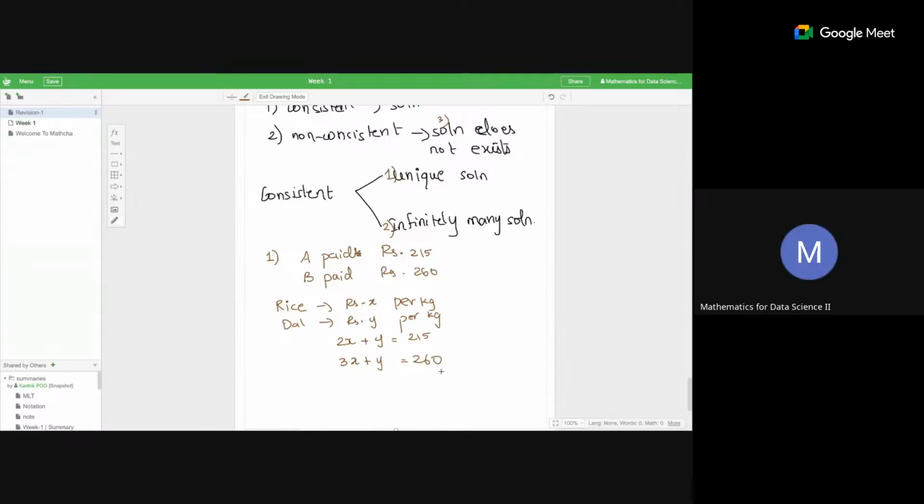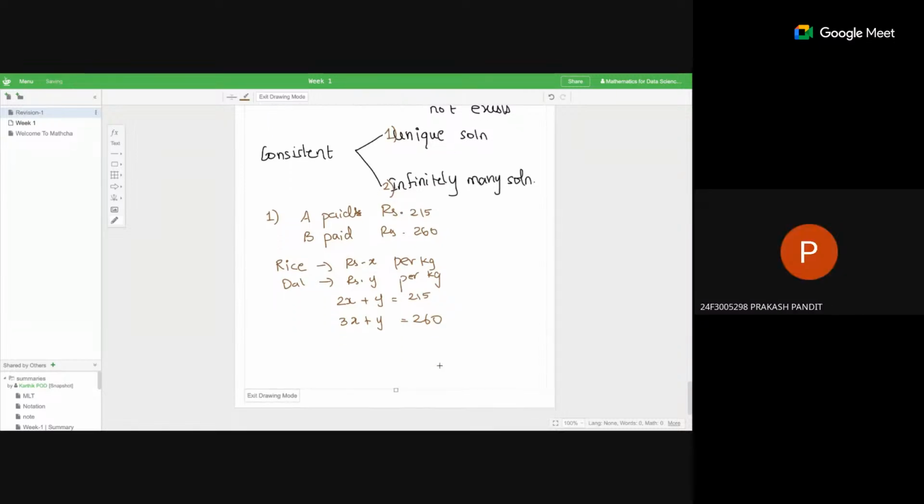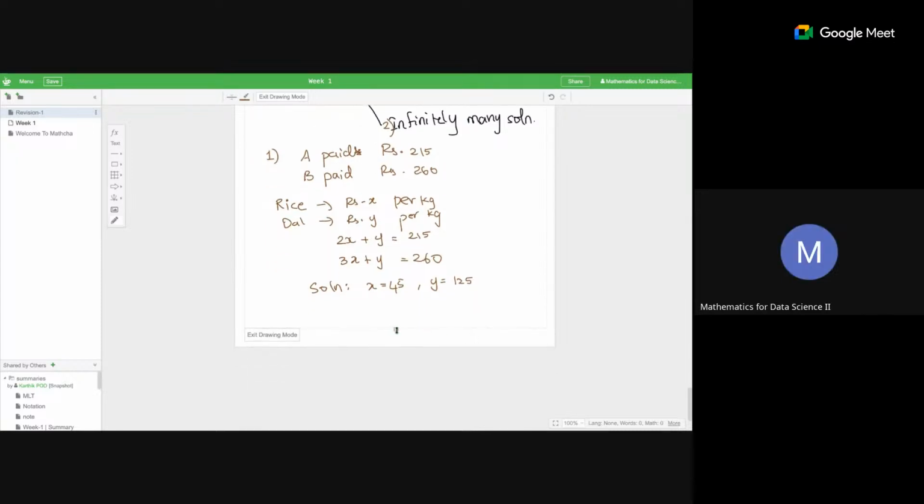Now can you solve these two equations? Yes. Okay, so you subtract. The solution is going to be, I will tell you the solution straight away. X equals 45, and y is 125. All right.